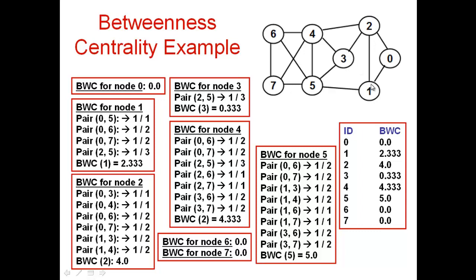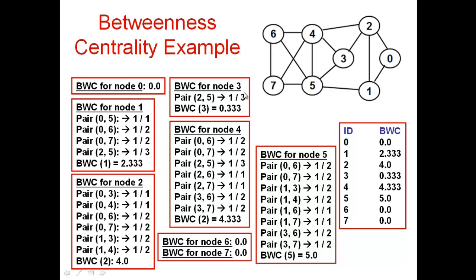None of the vertices in this graph have to go through node 0 for shortest path communication. So that's why the betweenness centrality for node 0 is 0. Similarly, for 6 and 7, none of the pairs of vertices in this graph have to go through 6 or 7 for shortest path communication. So the betweenness centrality is 0.